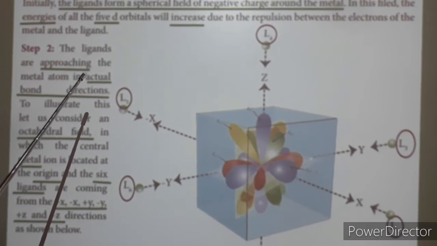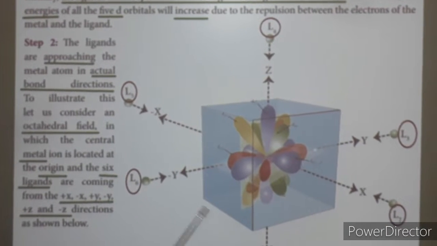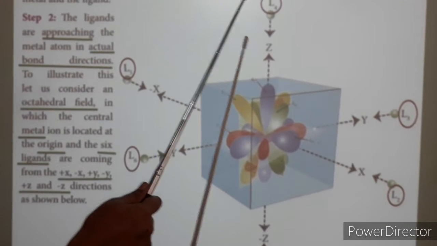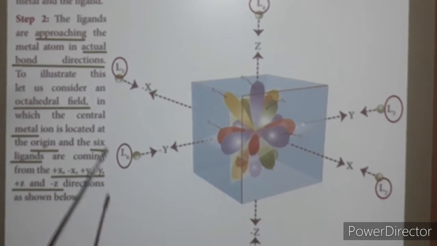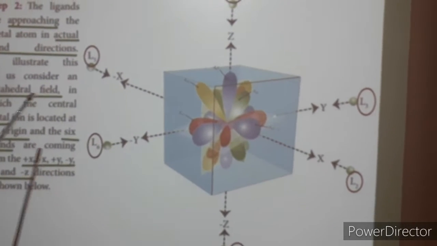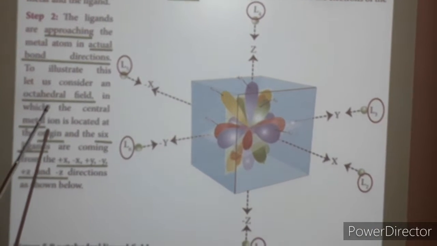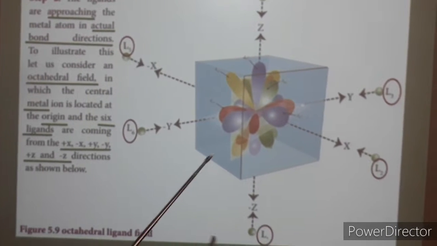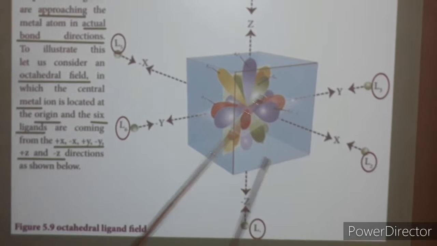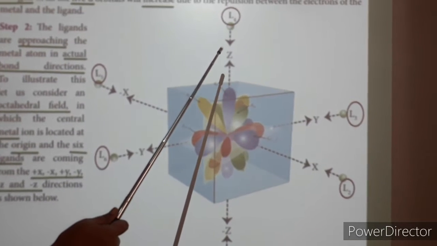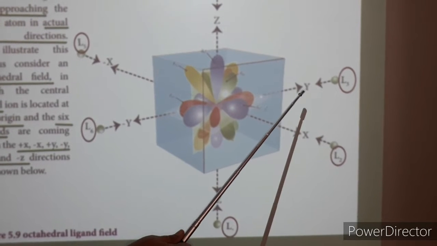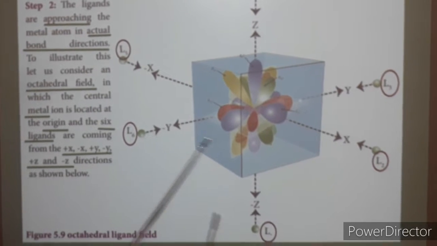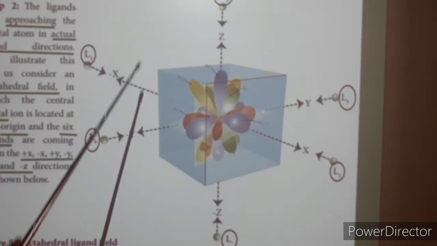Now in this second step, the ligands are approaching the central metal atom in the actual bond direction. Now see that the L is present in the circle I indicated. The L means ligand. There are 6 ligands in an octahedral field. Now we are going to learn about the octahedral field. The central metal atom is located at the origin and 6 ligands are coming from plus x, minus x, plus z and minus z, plus y and minus y. So the ligands are approaching the central atom through these axes.